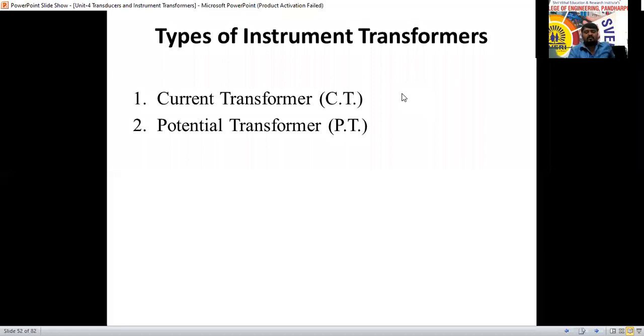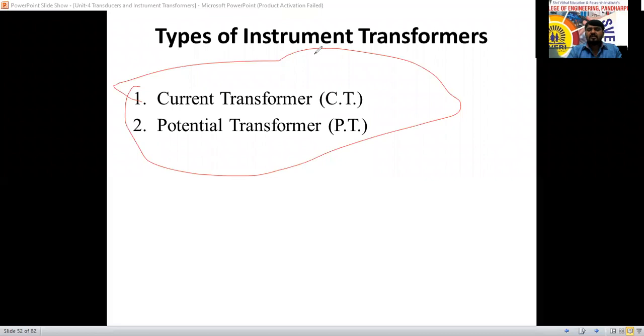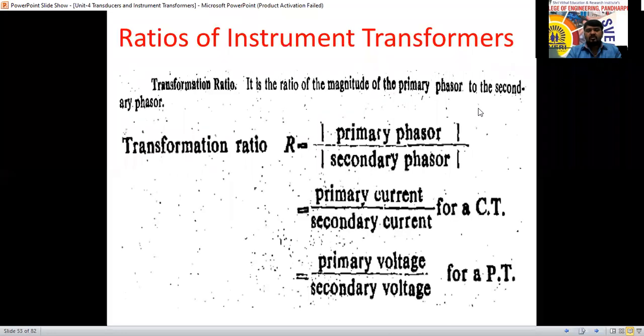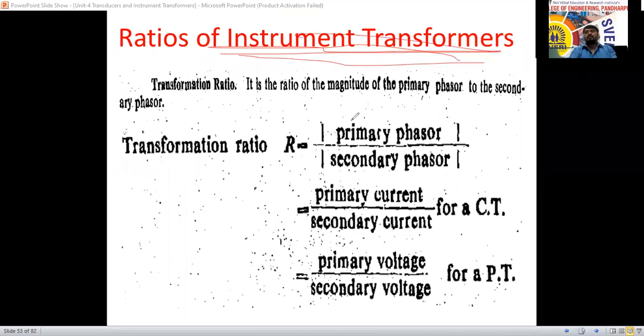So we'll go for the types of instrument transformers. There are two types of instrument transformers: current transformers and potential transformers. One by one, before starting the deep discussion of the potential transformer and current transformer, we'll discuss some ratios, because we have already studied this transformer information. So the ratios of instrument transformers we are going to discuss here. Instrument transformers means it is not particularly CT and PT separately. It is a combination of CT and PT, with a general definition we are going to consider.